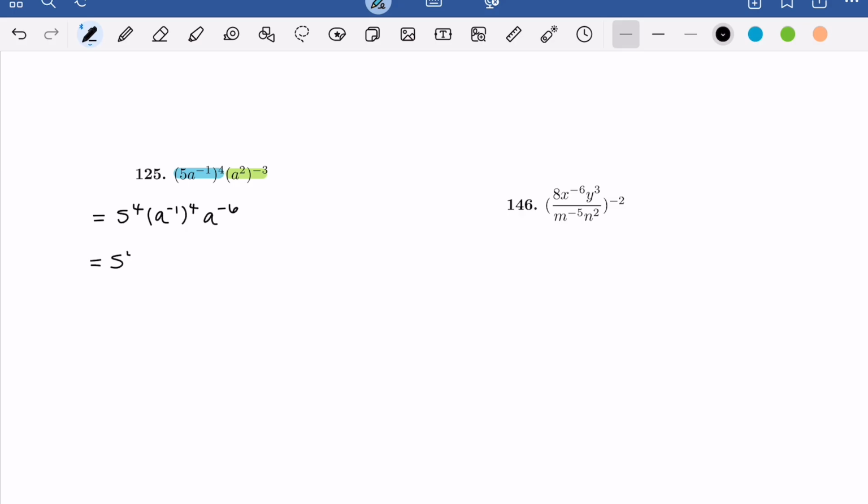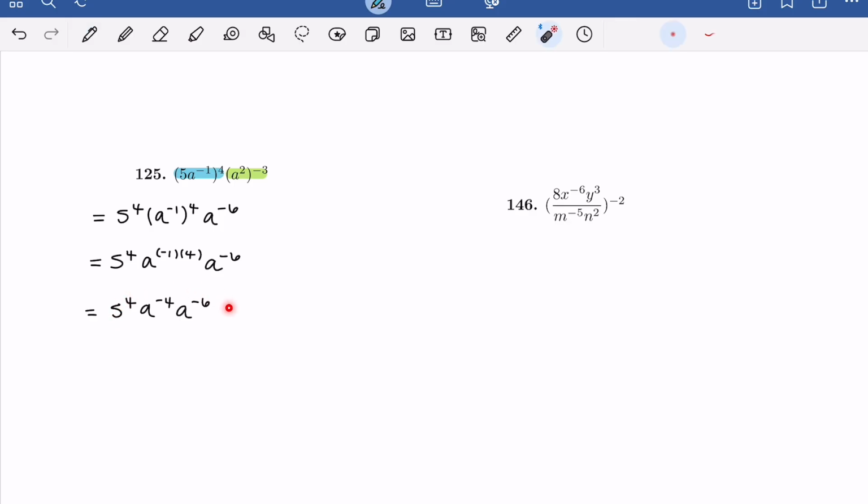We're still going to leave this guy here. And again, we're going to use our first power rule. If we want to simplify this, this is going to be this exponent times this one. So we're going to have negative 1 times 4. And then we still have a raised to the negative 6. So let's keep simplifying. In this case, we're going to get a raised to the negative 4th power. And then we still have this a to the negative 6.